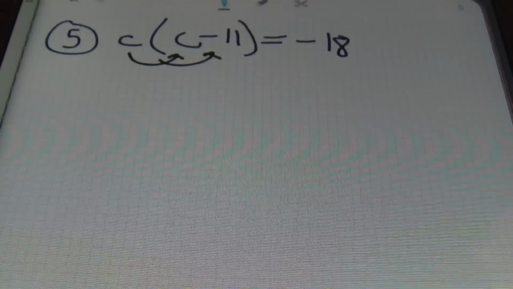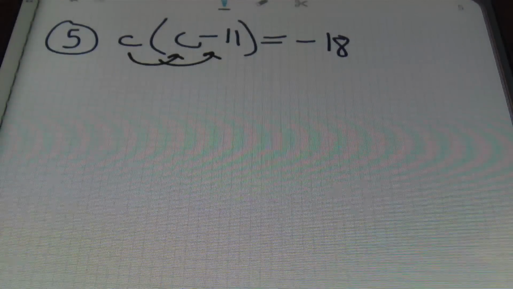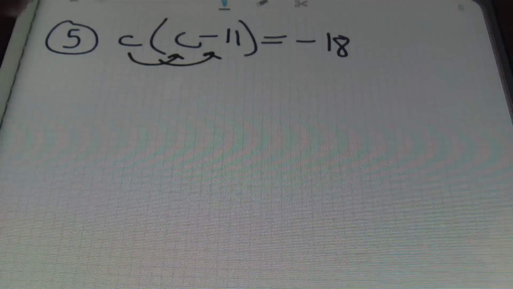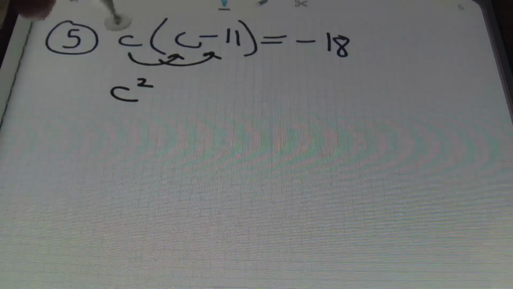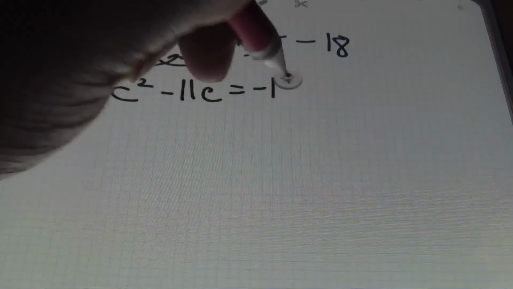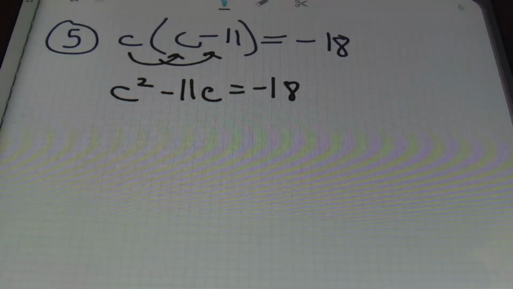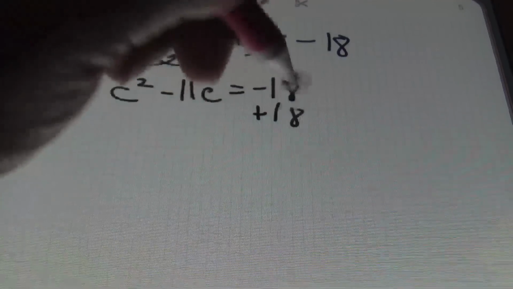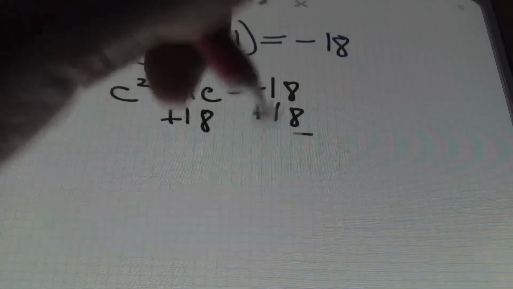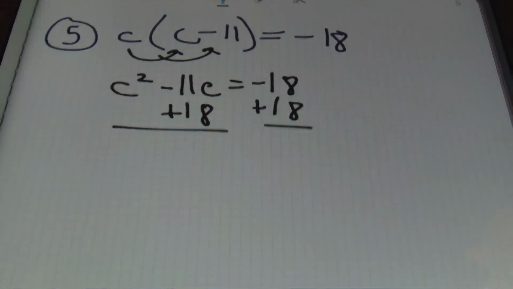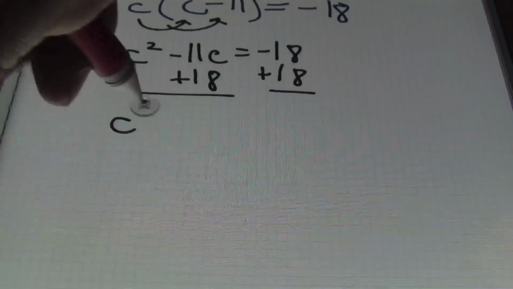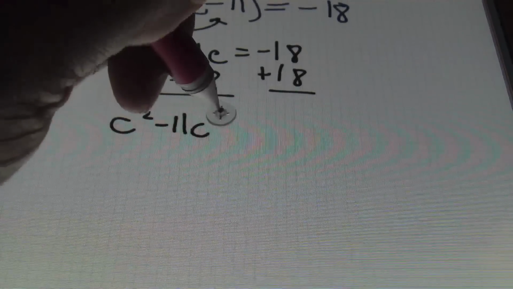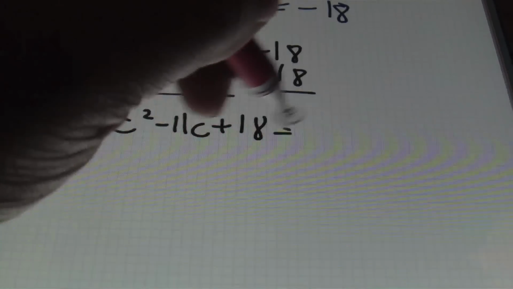My favorite property is the distributive property, so get those arrows popping. You'll end up with c times c, which is c squared. C times negative 11 is negative 11c, and this is set equal to negative 18. You still want to have this set equal to 0, right? So let's add 18 to both sides of the equal sign, and then we'll be able to rewrite this as c squared minus 11c plus 18 equals 0.